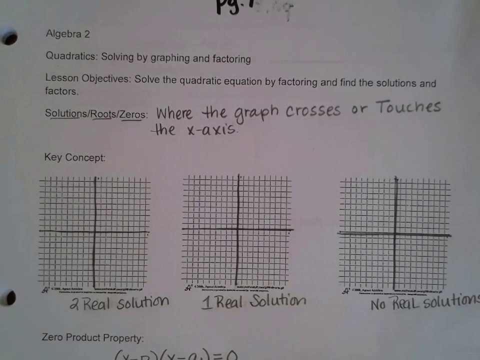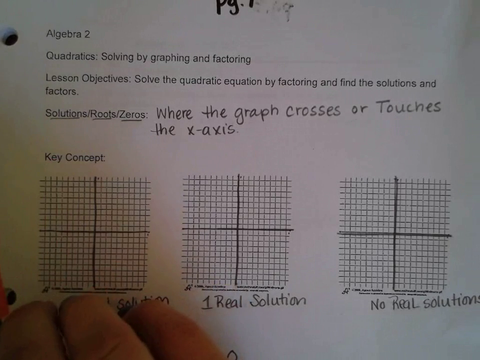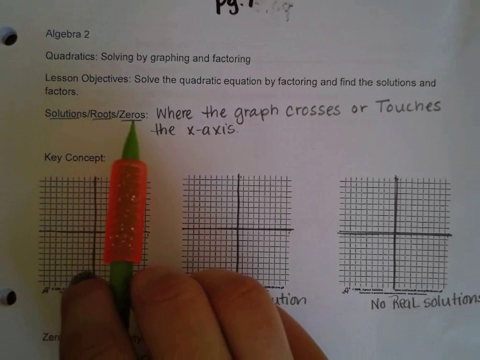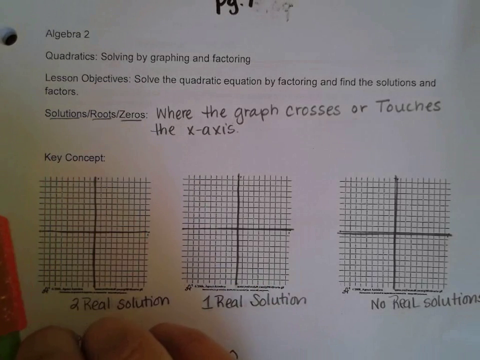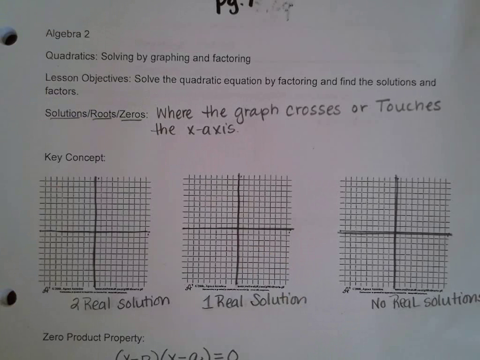A lot of times on the SOL in the directions they'll use the word solutions, then they'll change in a different question and they'll say the word zeros. And then they'll change in another question and they'll say the word roots. But really, it's all the same thing. It's where the graph crosses or touches the x-axis. So here's some different situations that we can have here.